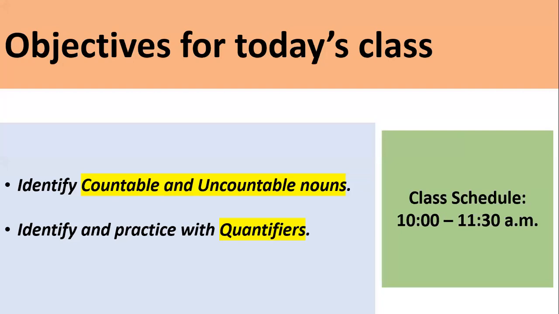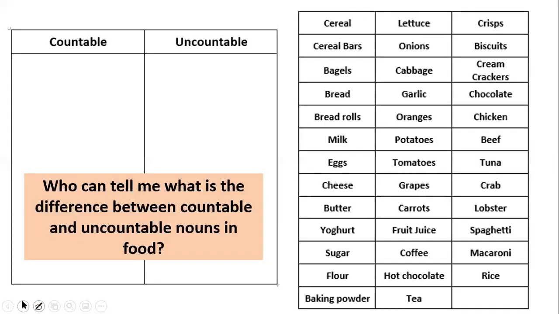All right. So the objectives that we have for today is we're going to continue with countable and uncountable nouns, and with this we are going to identify and practice quantifiers. Today we're going to try to have the class either from 10 to 11:30 or 11:40 if we need extra time. So just to continue, this is the last thing that we did on Monday.